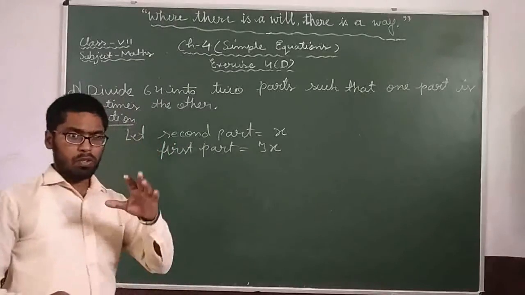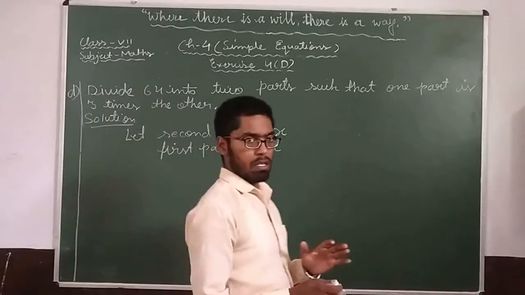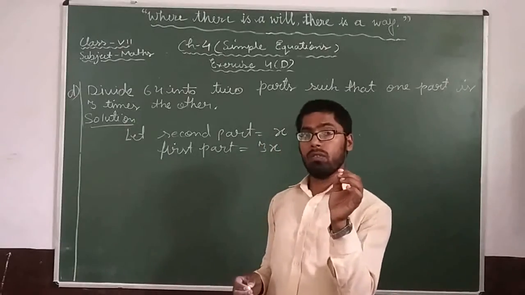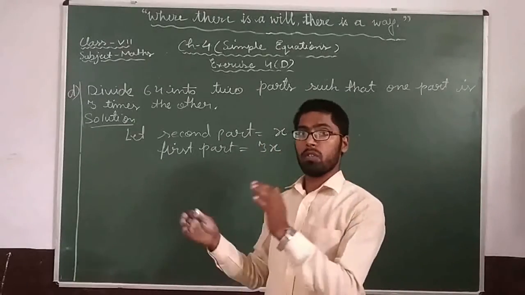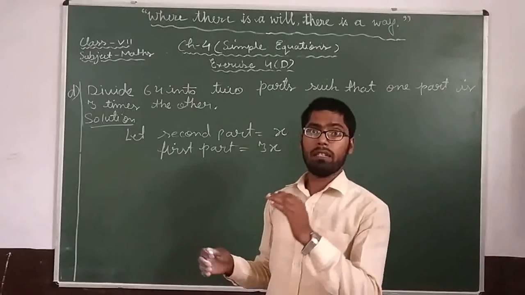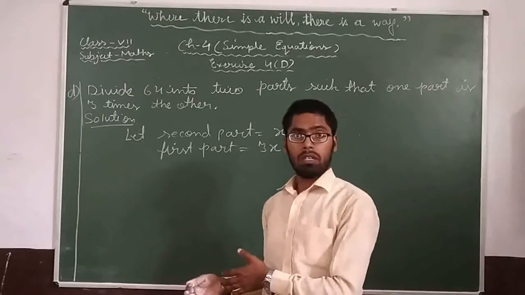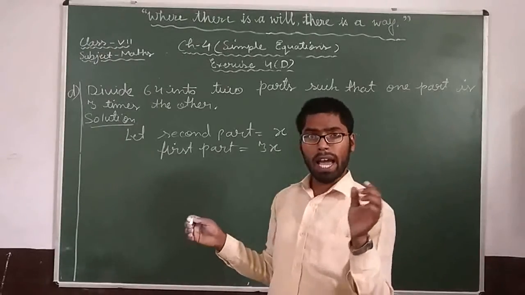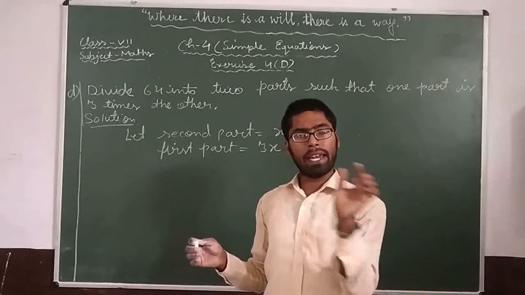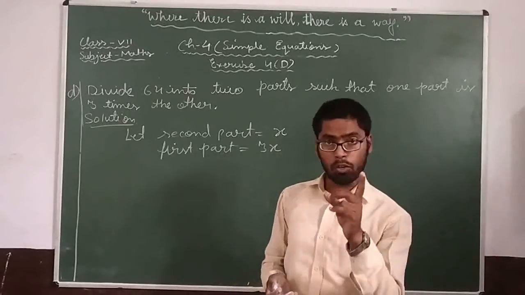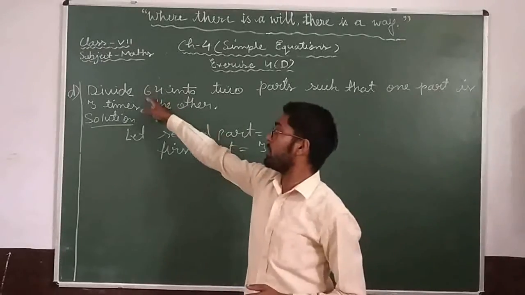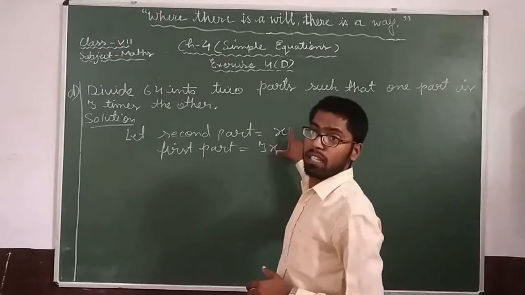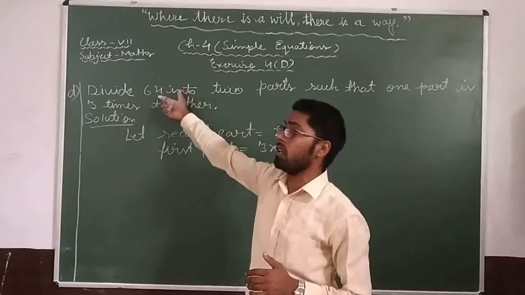Okay, suppose you have 10 rupees, and you have given 2 rupees to your younger brother and 8 rupees to your younger sister. Then when you add 2 rupees and 8 rupees, you will again get your 10 rupees. Similarly, 64 has been divided in 2 parts. When you add these 2 parts, then again you will get your 64.